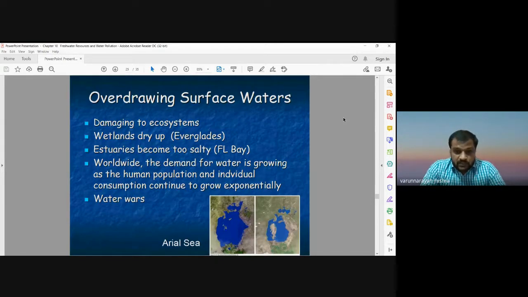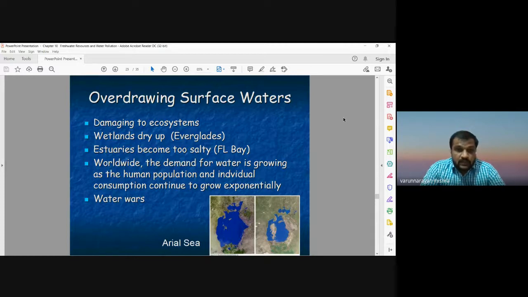Overdrawing surface water is damaging to the ecosystem. Wetlands are considered an important component of the ecosystem, and overdrawing of the surface waters can damage the ecosystems. The wetlands can dry up, and streams become too salty.